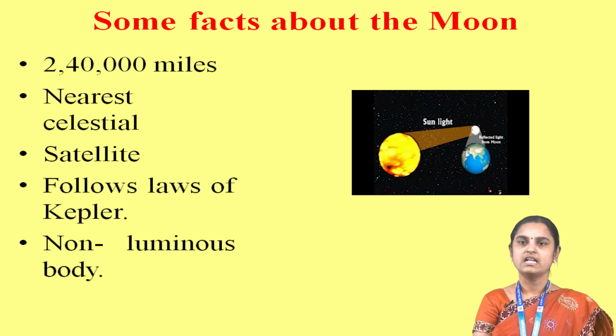The moon is not a self-luminous body. It shines in the light it receives from the sun. So everyone knows the moon shines because of the light from the sun.